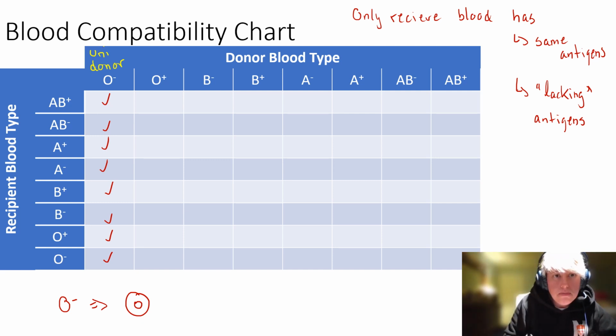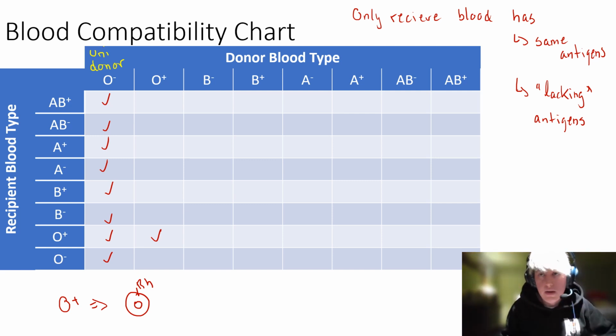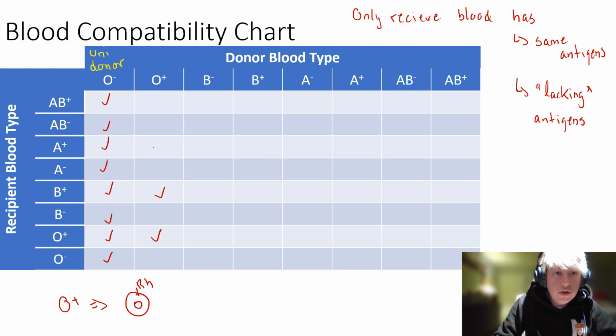Now, if we're looking at O positive blood, O positive blood has only the rhesus factor on it. So that means O positive blood could be given to, again, its same blood type. If the donor and the recipient have the same blood type, they obviously can give blood. It can be given to B positive because O positive has the rhesus factor and B positive also shares the rhesus factor. It can also be given to A positive blood and to AB positive blood.